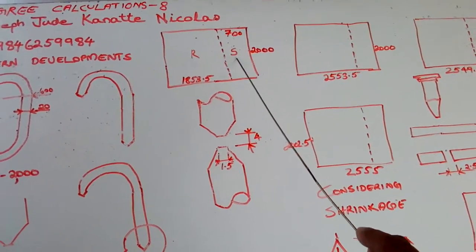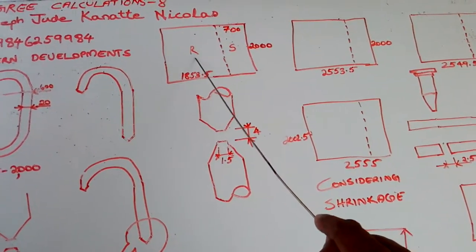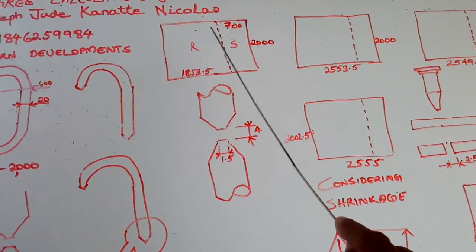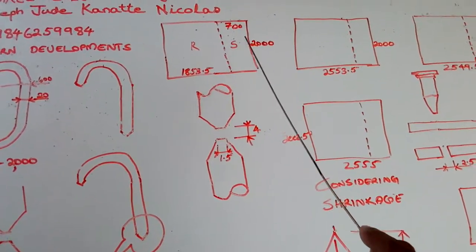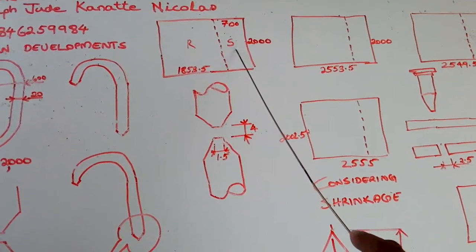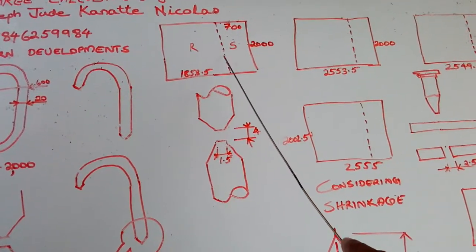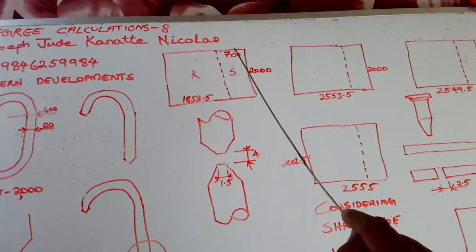I have written here S. S means straight. R means rolling. In this area, we have to roll. In this area, we shouldn't roll. Instead, it should be kept straight. This straight length from here to here is 700. I have written it here.